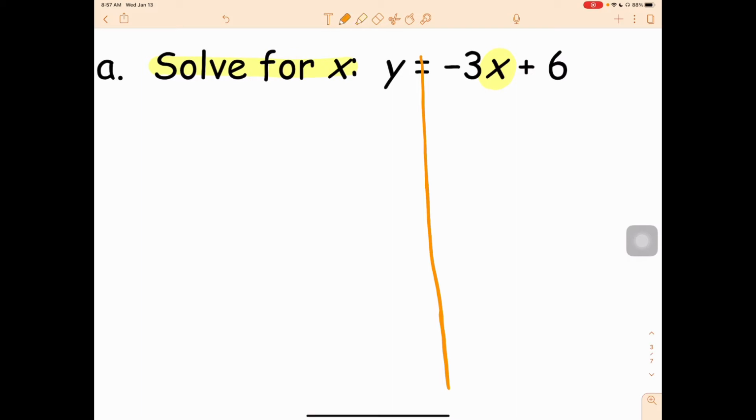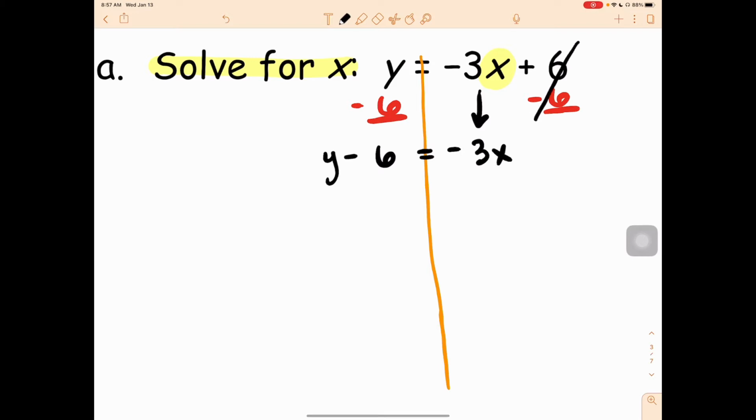Okay, so my first step I'm going to do is I'm going to subtract this 6 away from this side because that's where the x is. So now I have y minus 6 equals this negative 3x. And 6 minus 6 is 0. So now I'm like, okay, I'm almost done, almost there. But my x here still has this negative 3 attached to it. I need the x to be by itself. So now I'm going to go ahead and divide both sides by negative 3.